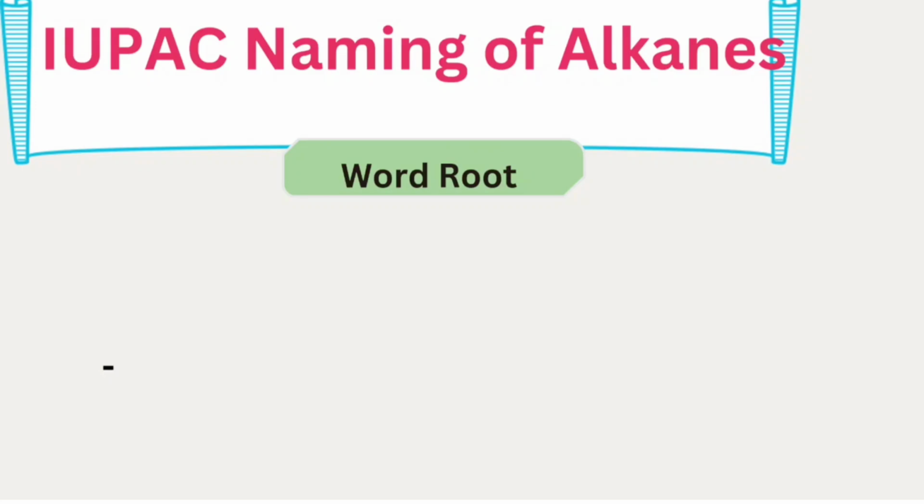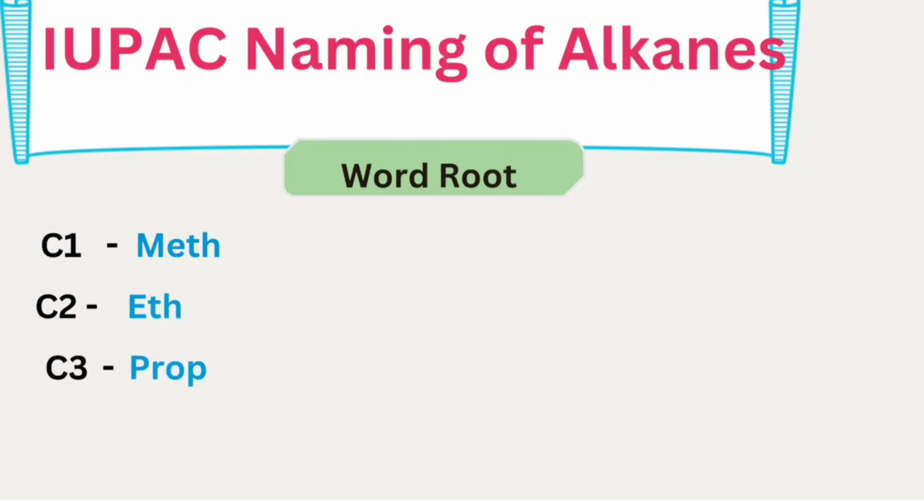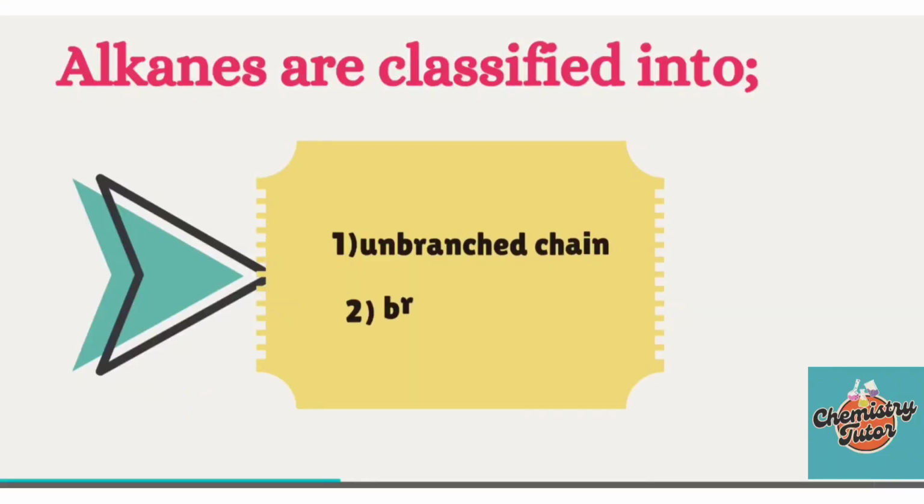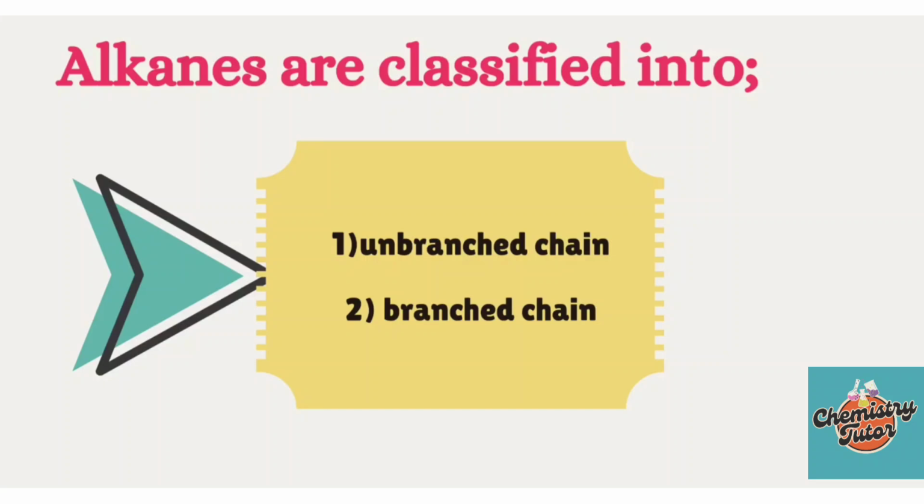IUPAC naming of alkane. Word root has an important role in naming. Word root depends upon the number of carbon atoms. For C1, we call it meth. C2, it is eth, and C3, it is prop. C4, but. C5, pent. Then C6, hex. C7, hept. C8, oct. C9, non. C10, dec. Naming of alkanes is classified into two types, unbranched chain and branched chain.